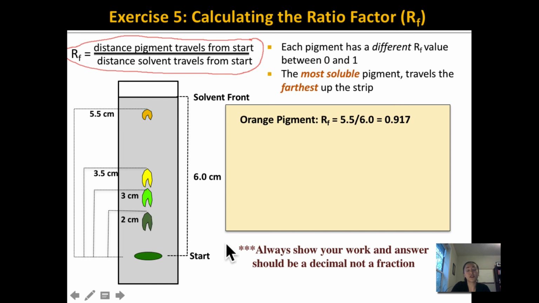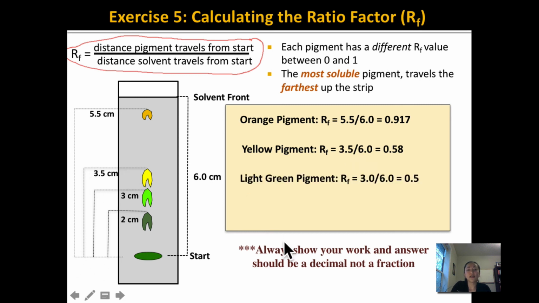You can pause this video if you would like to do that. However, here are the answers. The yellow pigment, the RF, would be 3.5 divided by 6, which is 0.58. The light green pigment, you would get 3 divided by 6, which is 0.5. And the dark green pigment, you would get 2 divided by 6, and that's 0.333.